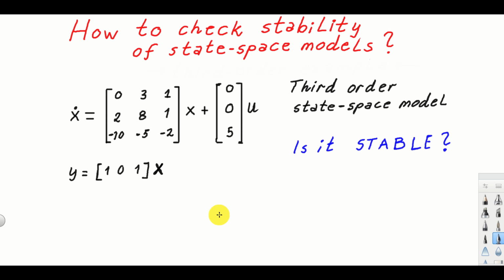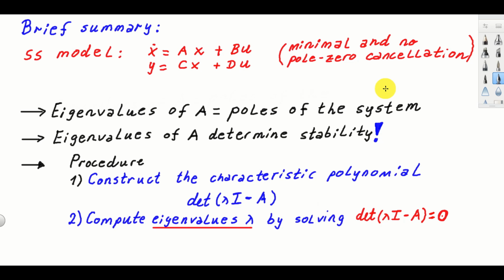Let's solve this problem. Here's a brief summary of the procedure for testing the stability of the state space model. We start from a general form of the state space model given by these two equations. This is the state equation and this is the output equation. Over here, we assume that the state space representation is minimal and that there are no pole zero cancellations.